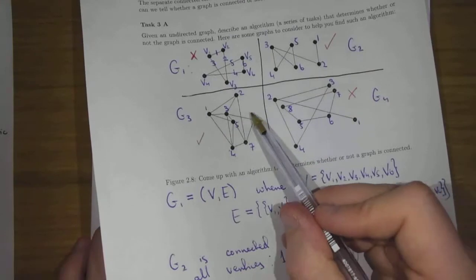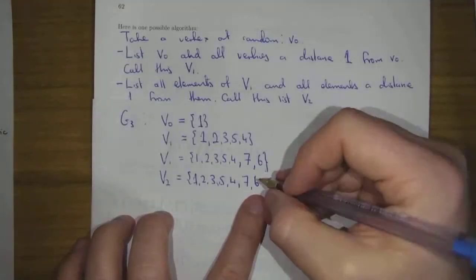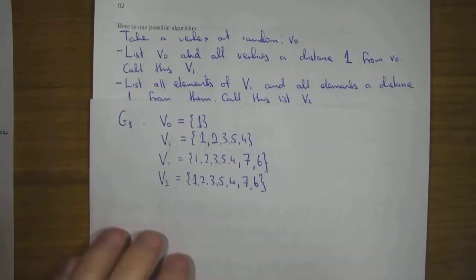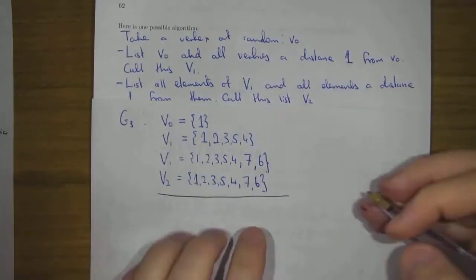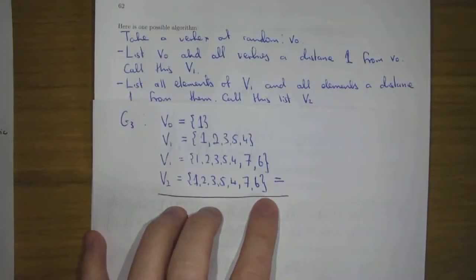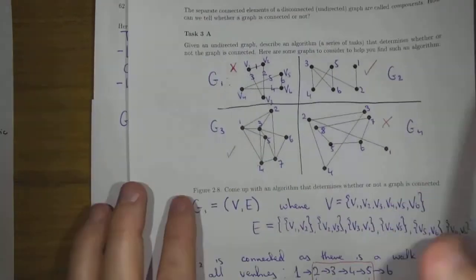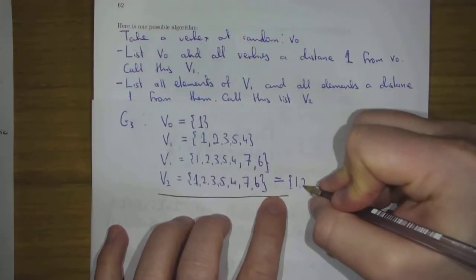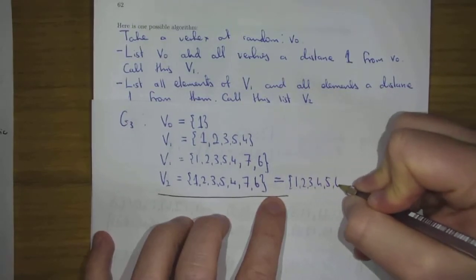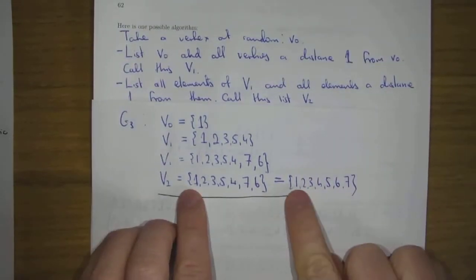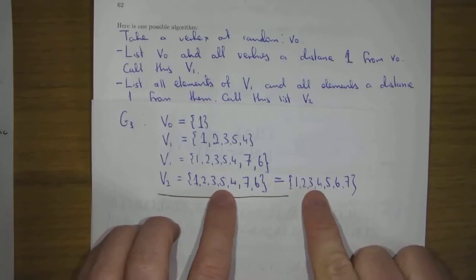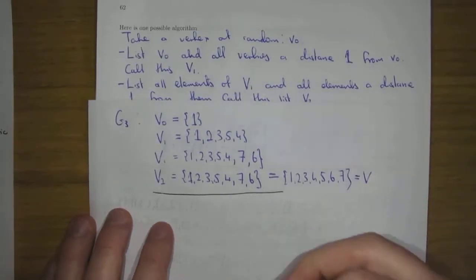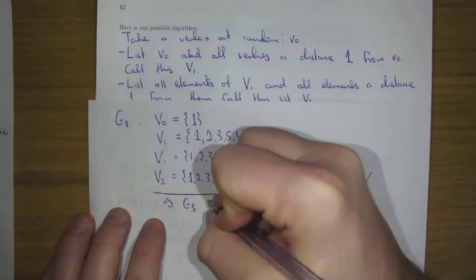And look at 6, 3, and 7. They're already there. And now notice that these two are the same. So I stop. And I ask, is this equal to the vertex set? So the vertex set of graph 3 is the set containing 1, 2, 3, 4, 5, 6, 7. Are these the same set? Yeah, both of them have 1, both of them 2, both of them 3, both of them 4, both of them 5, both 6, both 7. And because these two are the same, that means that G3 is connected.